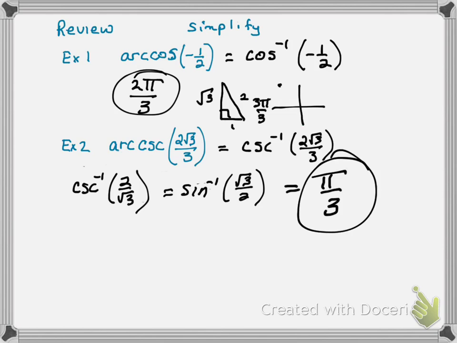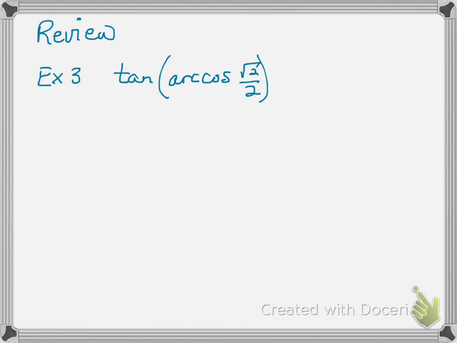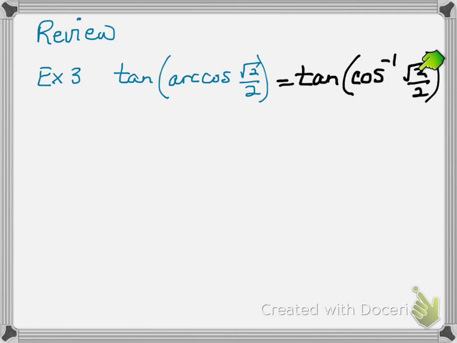All right, one more review problem. This problem here, I have a tangent of an arc cosine. So another way to write that would be tangent of inverse cosine of radical 2 over 2. Now once again, you don't have any adjacents that are radical 2. You have a hypotenuse that's a radical 2, but not an adjacent. So probably this has been rationalized. If you recall, square root 2 over 2 is the same thing as 1 over the square root of 2.